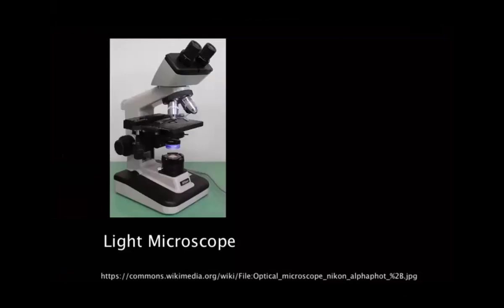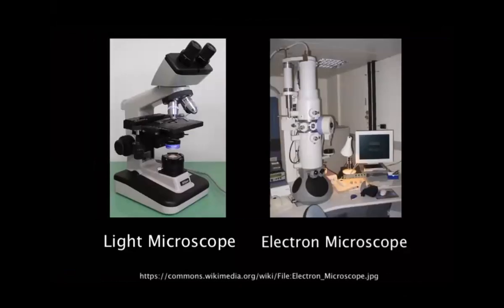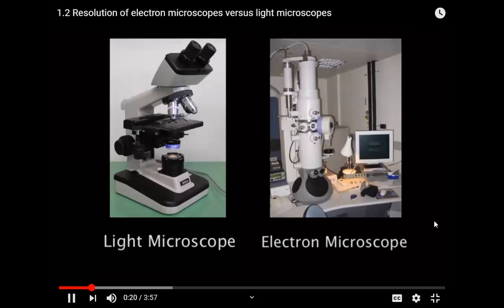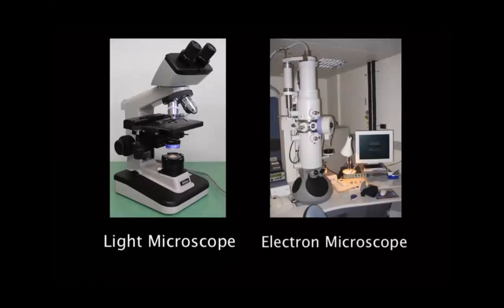Light microscopes of the kind seen here are very different from electron microscopes. You might recognise the light microscope from your school lab. But electron microscopes you're highly unlikely to see in your school lab. First of all, they're much more expensive, and high school labs don't really have a need for them. Now, one of the main differences between the light microscope and the electron microscope is their resolution. The electron microscope has a much higher resolution than the light microscope. But what does this mean?